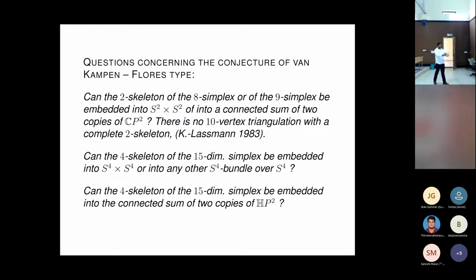Right. So here are some problems he stated concerning conjectures of the Van Kampen–Flores type. Can the 2-skeleton of the 8-simplex or of the 9-simplex be embedded into S2 × S2 or into a connected sum of 2 copies of CP2? Due to Kühnel and Lassmann, it is known that there is no 10-vertex triangulation with a complete 2-skeleton. Now there is another problem.